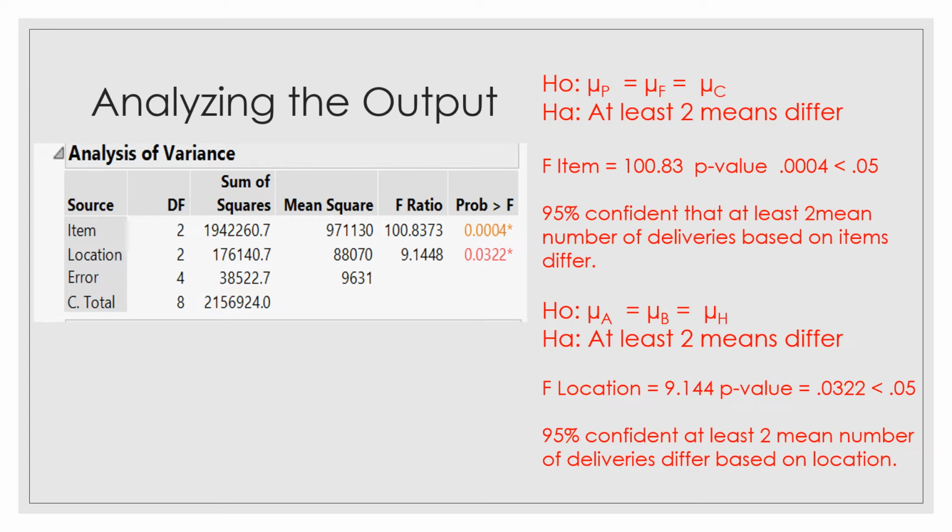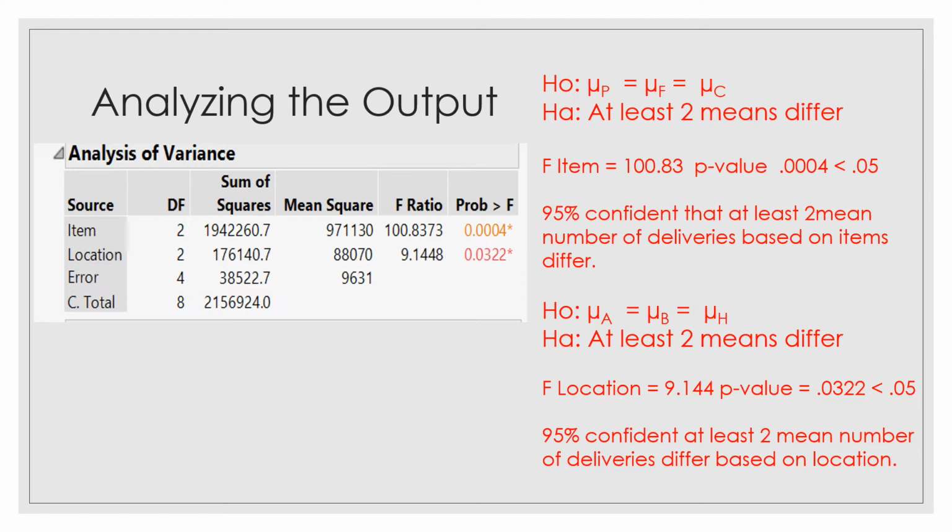I'll have two F ratios. The item and then the location was the block. So item has an F ratio of 100.83 with a p-value of 0.0004, and the block location has an F ratio of 9.14 with a p-value of 0.0322.